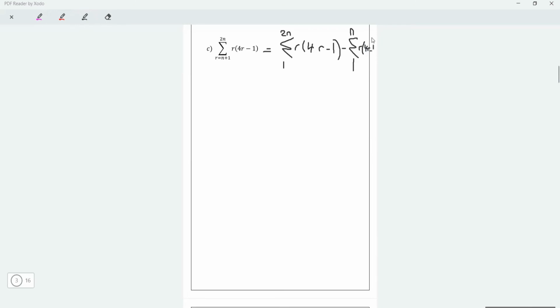So now let's evaluate the sum from 1 to 2n. So first, before we evaluate the sum from 1 to 2n, let's find the sum from 1 to n first. When you find the sum from 1 to n, the sum from 1 to 2n is easier to find. So let's go ahead and find the sum from 1 to n.